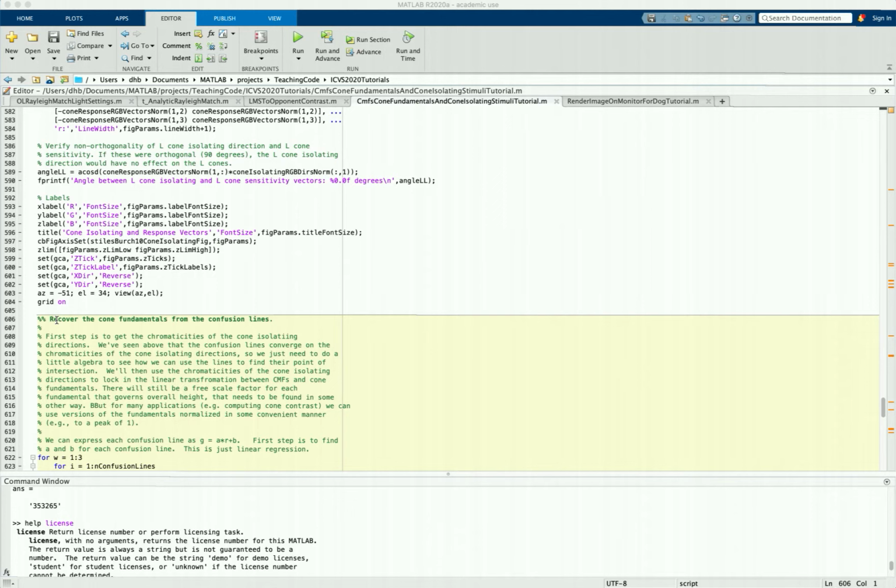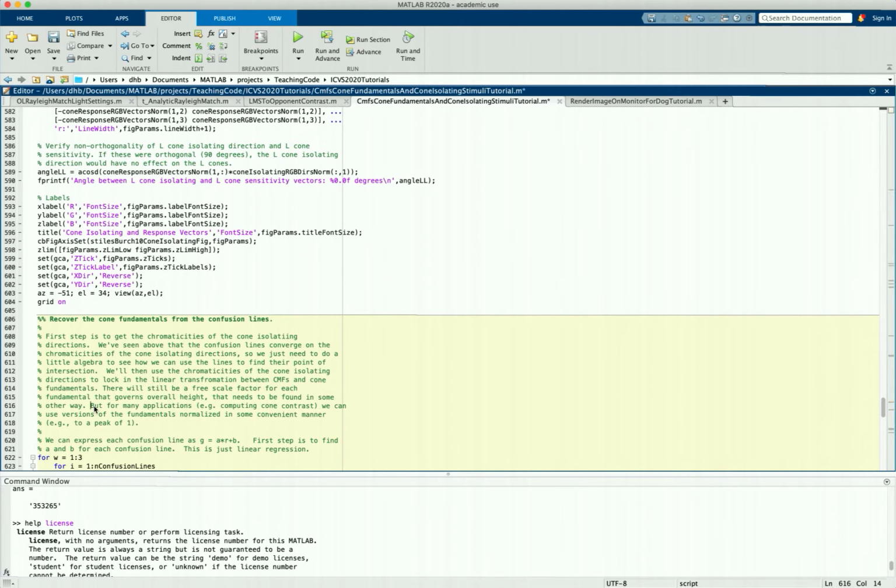And now what we want to do is show that we can use the confusion lines for the 3 types of dichromats, protonopes, deuteranopes, and tritanopes, to actually identify the linear transformation that takes us from color matching functions to cone fundamentals. The resulting cone fundamentals won't be normalized in any particular way. That is to say, their peaks may have different heights, but their shapes will be correct on the assumption that each class of dichromat is missing one of the 3 classes of cones. So how do we do that?